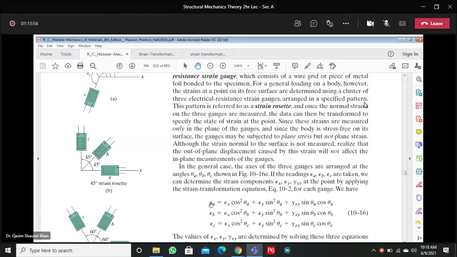Now you see this. These are three equations corresponding to three strain gauges and three values of theta. Epsilon x dash is replaced with epsilon A here: epsilon x cos square theta A plus epsilon y sin square theta A plus gamma xy sin theta A cos theta A. In the next equation, we have epsilon B: epsilon x cos square theta B plus epsilon y sin square theta B plus gamma xy sin theta B cos theta B. And in the third one, epsilon C is equal to epsilon x cos square theta C plus epsilon y sin square theta C plus gamma xy sin theta C cos theta C. Now these three equations are clear. Any question about this, please ask me.